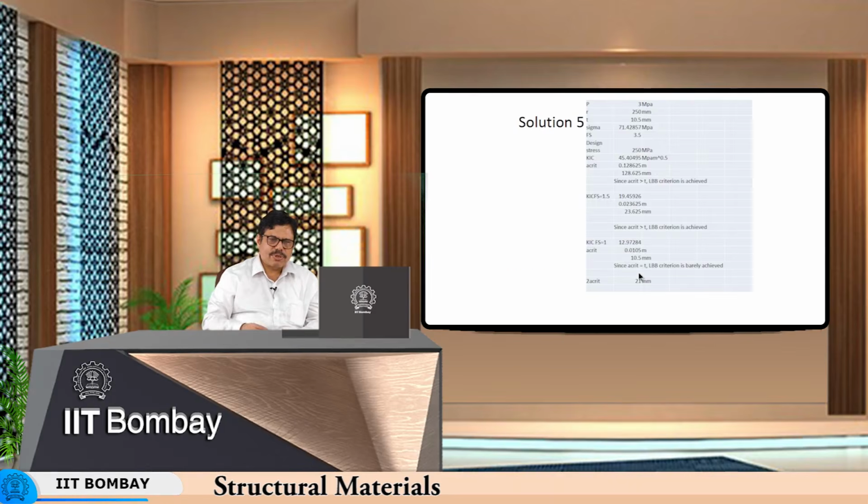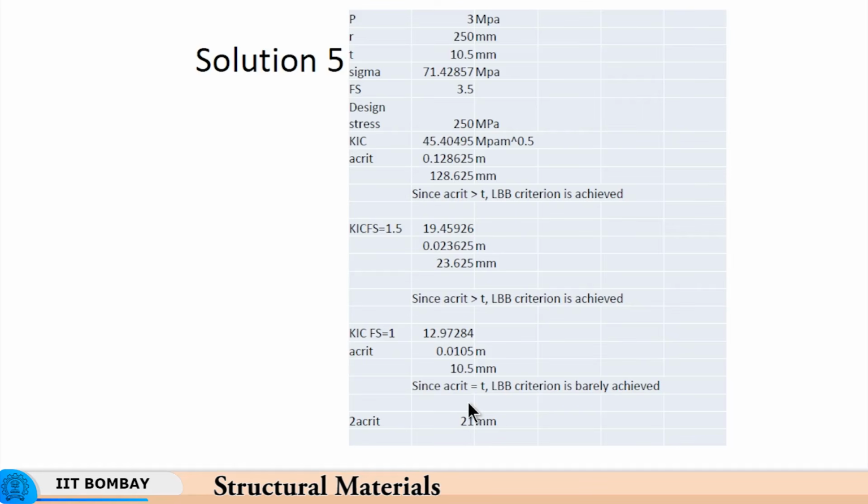So that's what we now demonstrate. P is 3 MPa, R is 250 millimeters and T is 10.5 millimeters, so the circumferential stress is about 71 MPa, and then the factor of safety being 3.5, the design stress is of the order of 250 MPa. So you have assumed that 250 MPa will be the stress coming on the pressure vessel instead of just 71.42. So you are over-designing the pressure vessel by 3.5 times.